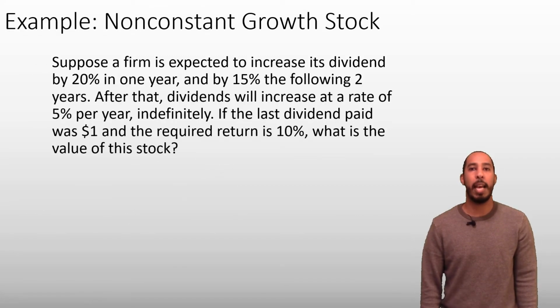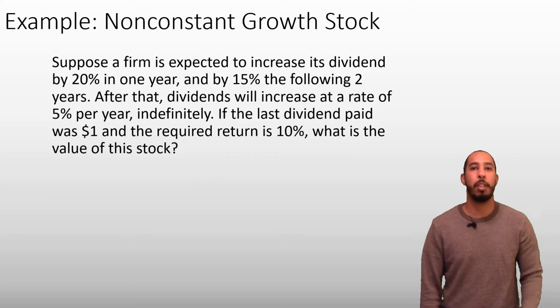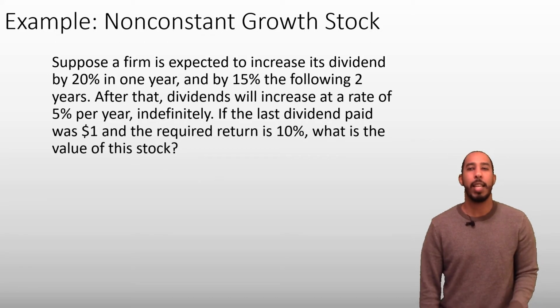Now that we know the steps of the recipe for valuing a non-constant growth stock, let's try to use it. Say we have a company that's expected to increase its dividend by 20% in 1 year and by 15% the following 2 years. In the years to follow, the dividend will increase by 5% each year. If the last dividend was $1 and the required return on the stock is 10%, what is its value?